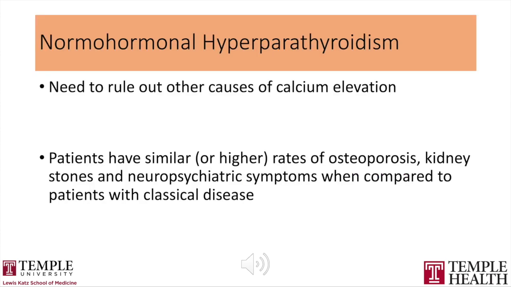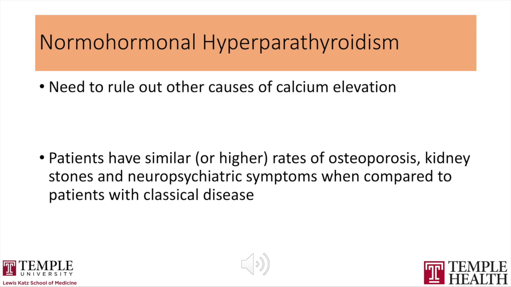So what is normohormonal disease? This is a class characterized by having an elevated calcium and an inappropriately normal parathyroid hormone level. So again, normal is anywhere from 11 to 65. As we discussed earlier, there is a biofeedback loop.